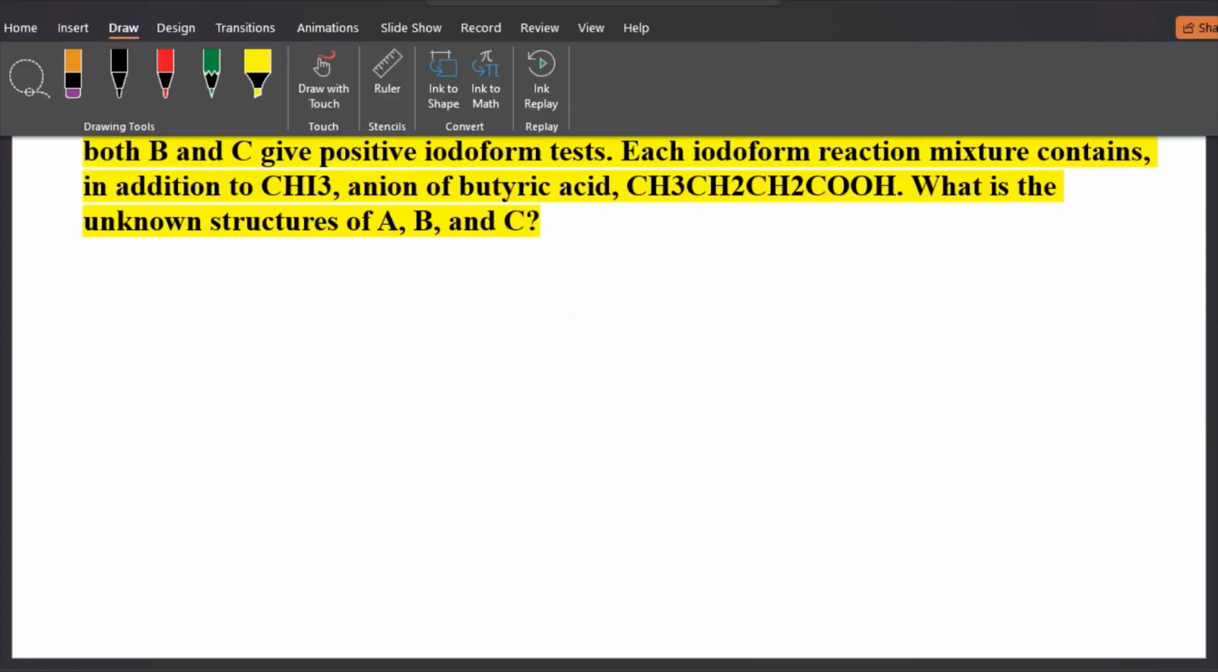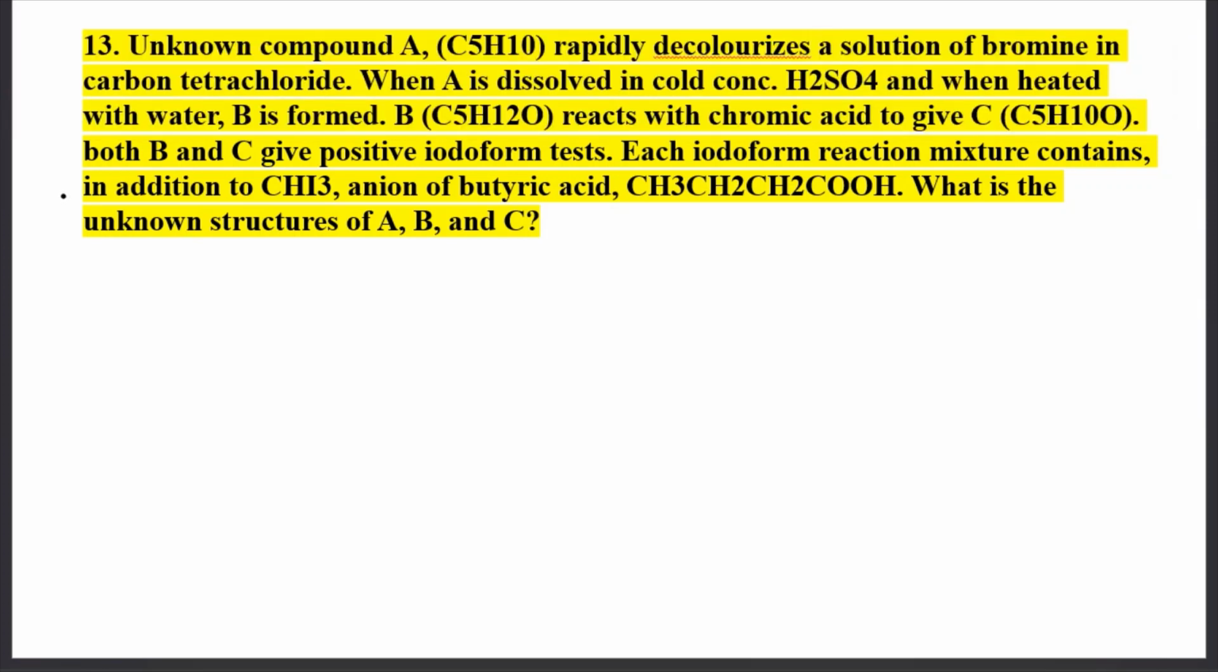Question 13. This is more interesting. It says an unknown compound A, which is C5H10. This is an alkene. Why? Because the number of hydrogen atoms is exactly 2 times the number of carbons. So unknown compound A rapidly decolorizes a solution of bromine. So if I was to draw this alkene, it would be like this: 1, 2, 3, 4, 5. This is an alkene.